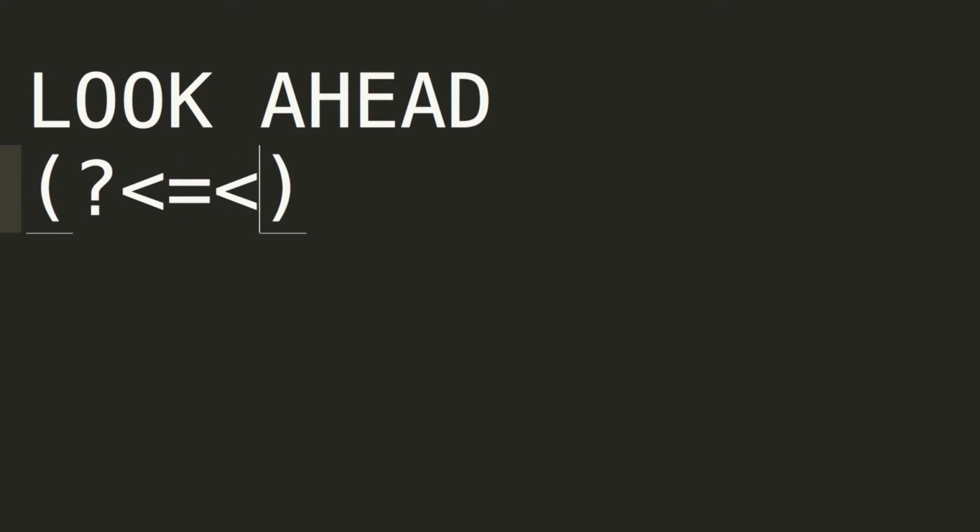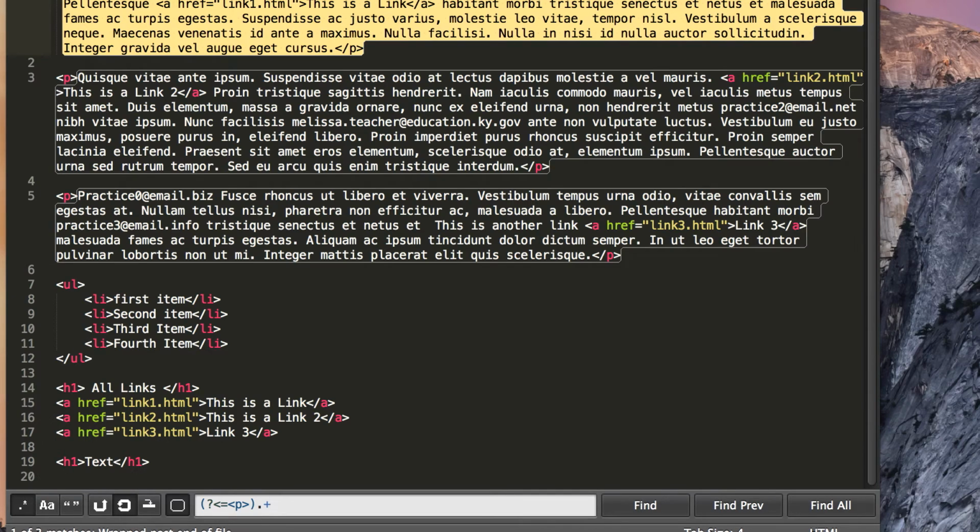Parentheses, question mark, less than, equals, and then the paragraph tag, then close that parentheses, then a period and a plus. Now we have Sublime Text grabbing everything after our opening paragraph tags.